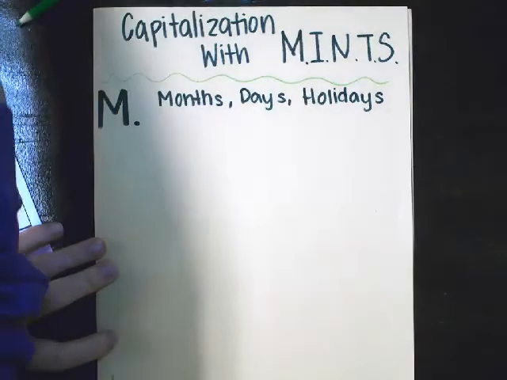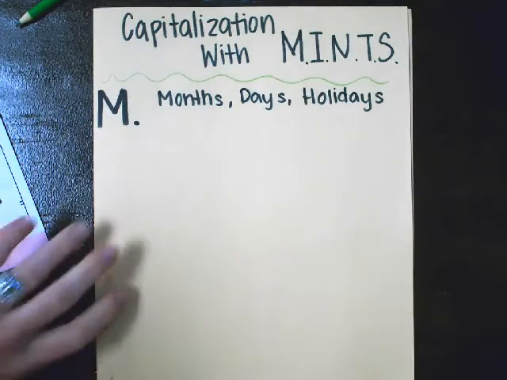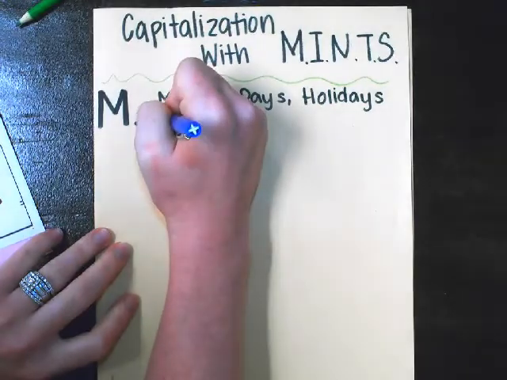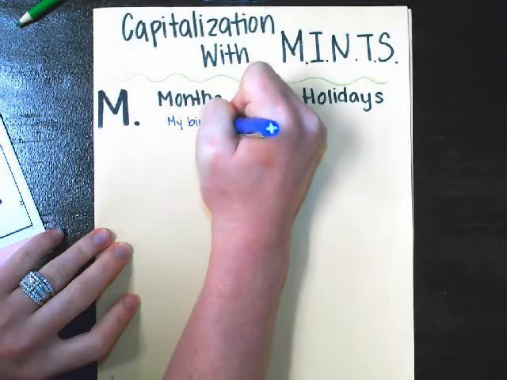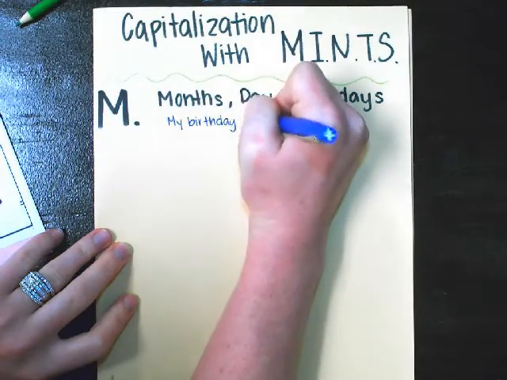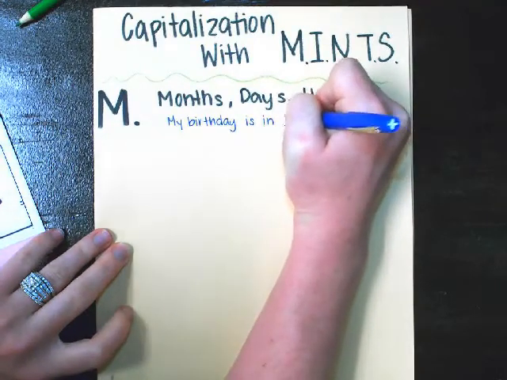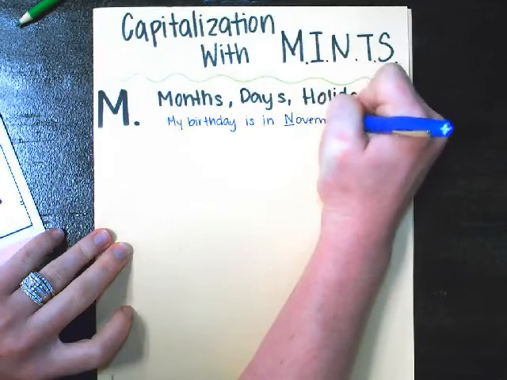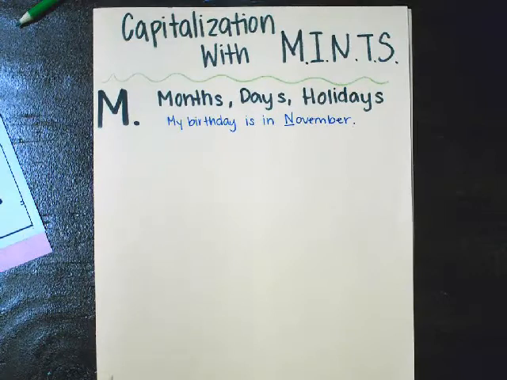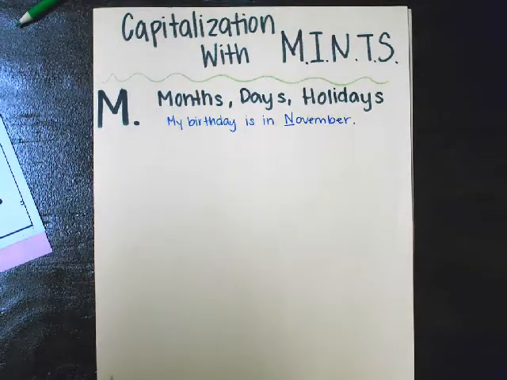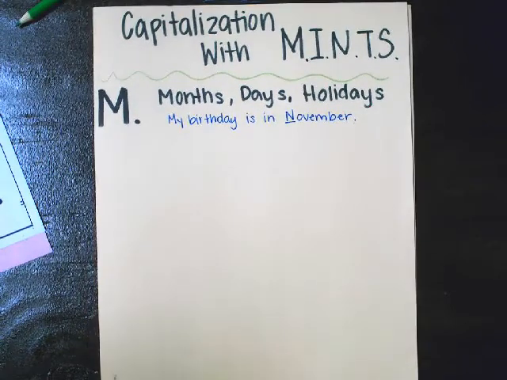Then I'm going to write a little example. I'm going to use the one for months. My birthday is in November, and I would have that N capitalized. So there's my example. I have the month of the year capitalized, and I have a capital N for November. You can go ahead and fill in the month of your birthday. You don't have to use mine.